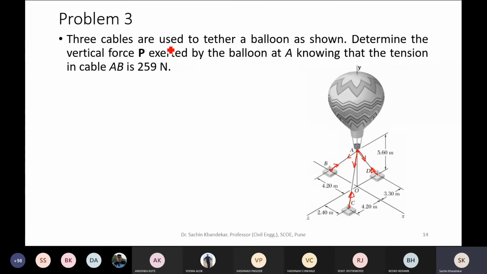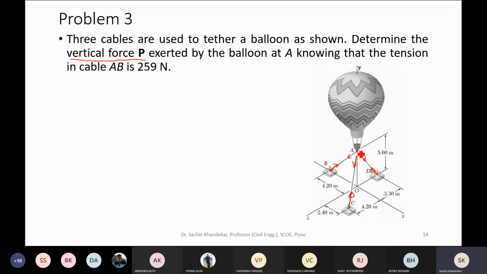So the 3 cables are used to tether the balloon as shown in the figure. Determine the vertical force P. Now see here, it is clearly mentioned: to determine vertical force P exerted by the balloon at point A. So this balloon will tend to move up, because it is a hydrogen balloon.